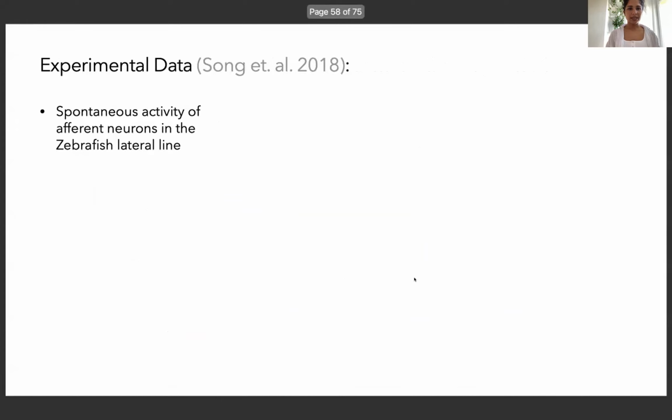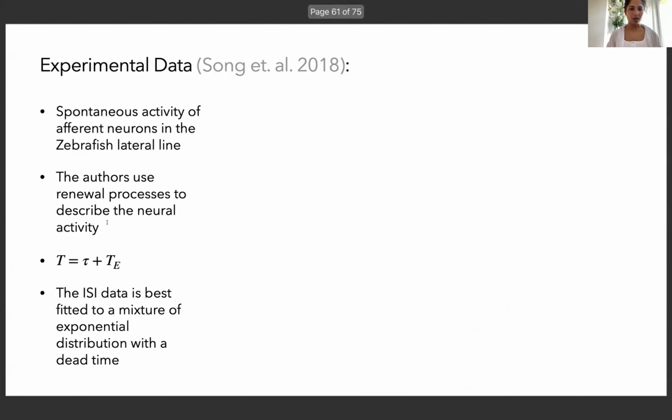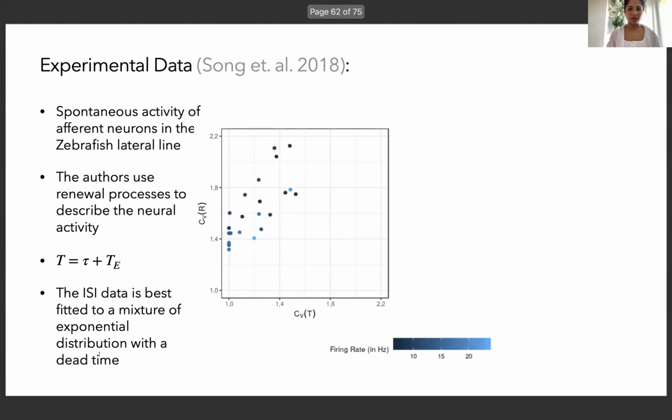We looked at some experimental data obtained from the spontaneously active afferent neurons in the zebrafish lateral line. I'm going to skip the explanation of the spiking data, except that the ISI data found in this experiment was best fitted to a mixture of exponential distributions with the refractory time, the one that we just looked at. If we look at the CV of T and CV of R for this data, we see that neurons which might have similar CV of T values can still be differentiated on the basis of their CV of R values.